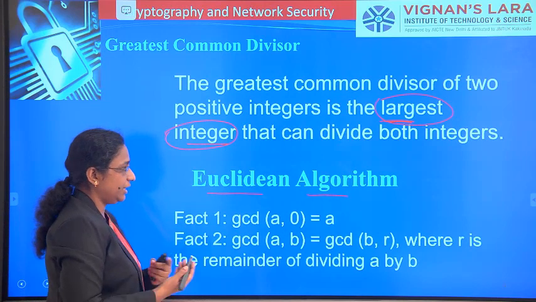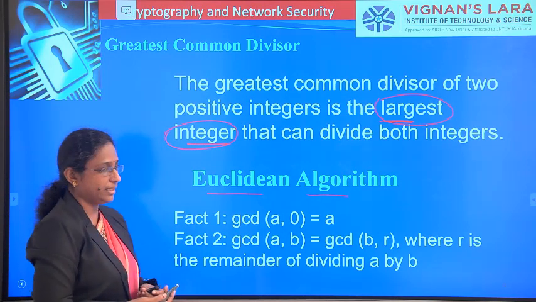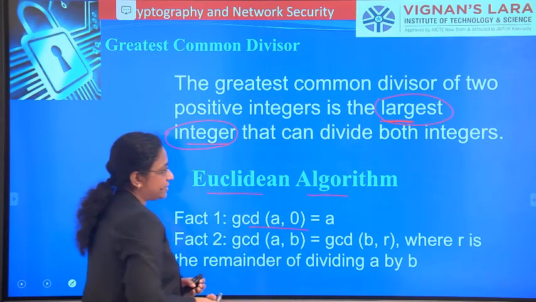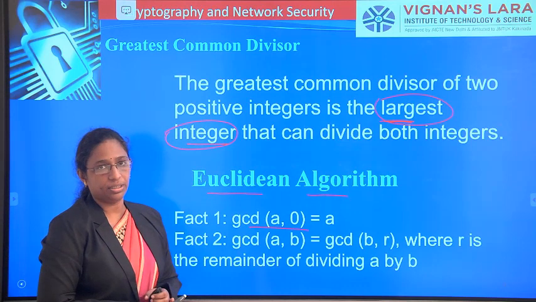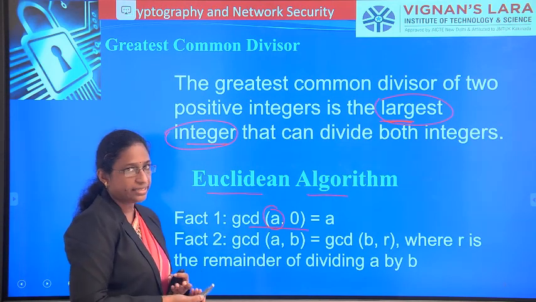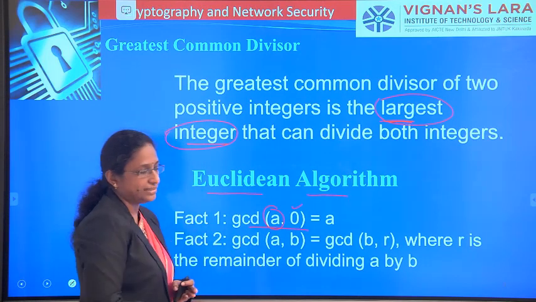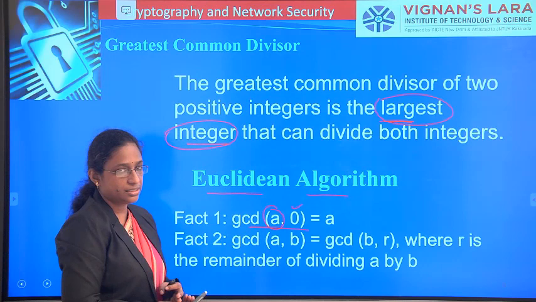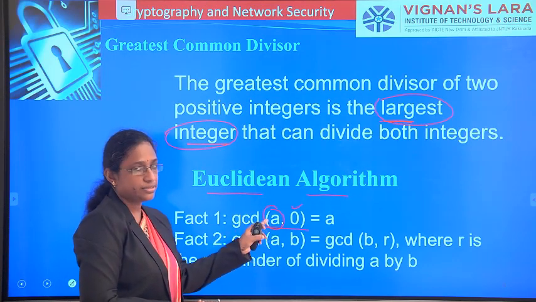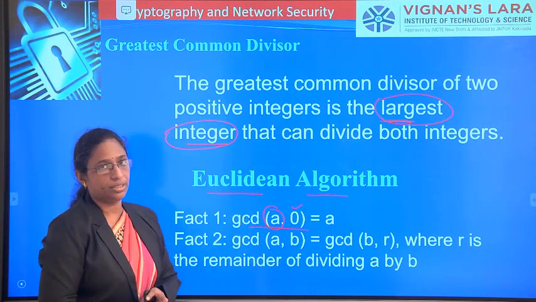While calculating the GCD of two numbers with the Euclidean algorithm, fact 1 says that the greatest common divisor of A and 0 will be A only. If A is any positive integer and the other integer is 0, then the greatest common divisor of A and 0 is equal to A only.